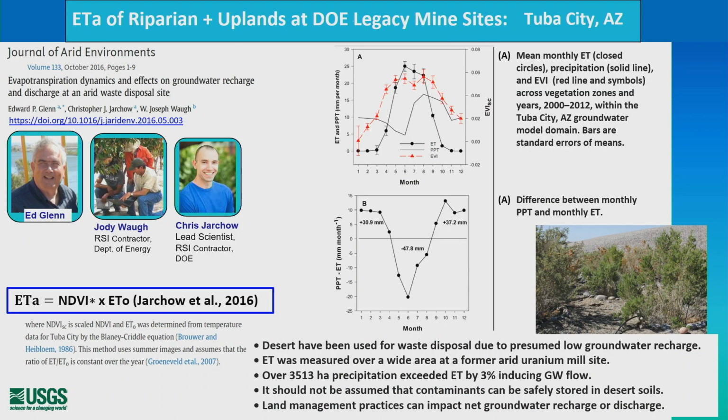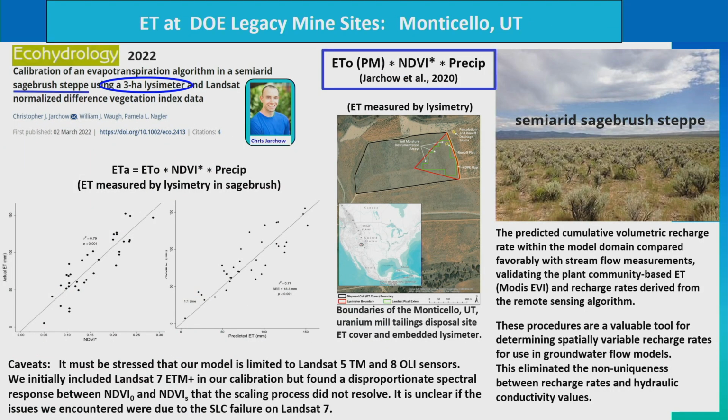So Chris then came up with ways to look at groundwater flux from these phytoremediation species, sucking out the contaminants on the legacy mine sites. But he came up with a new equation for sagebrush steppe.